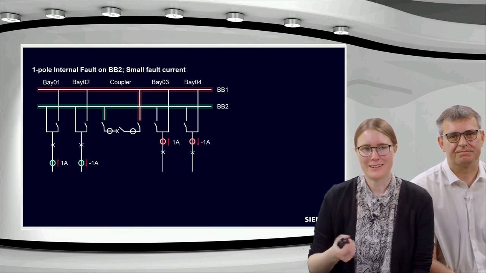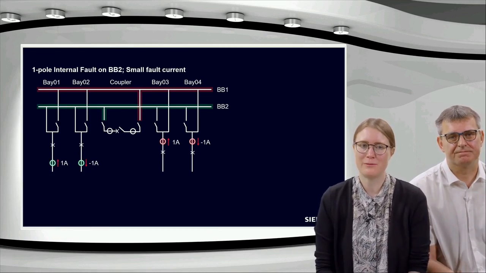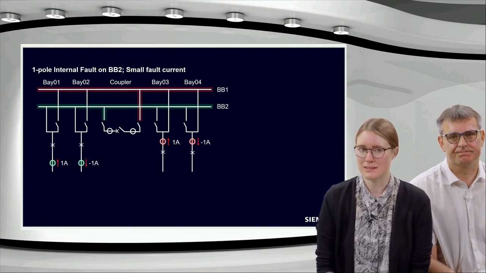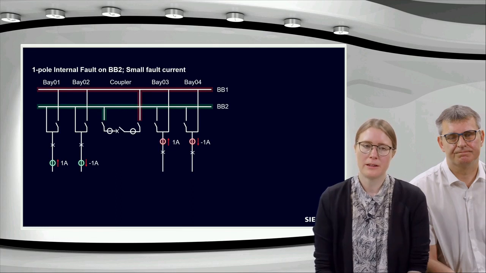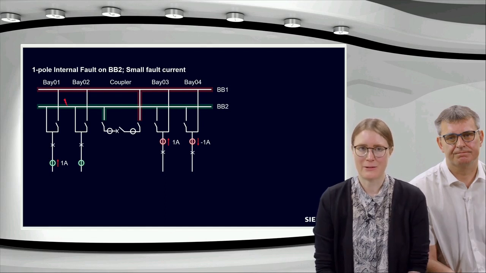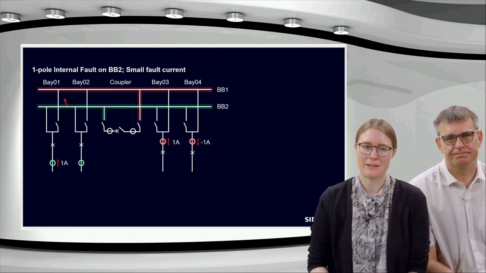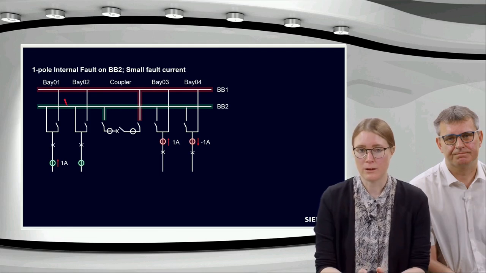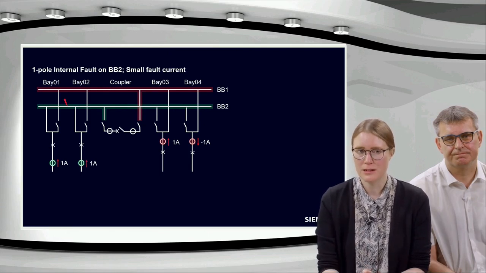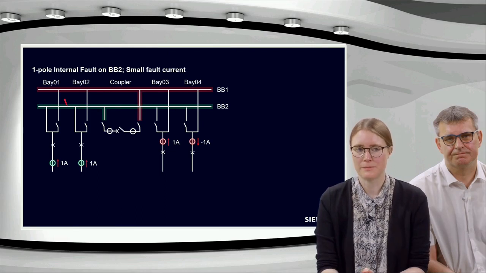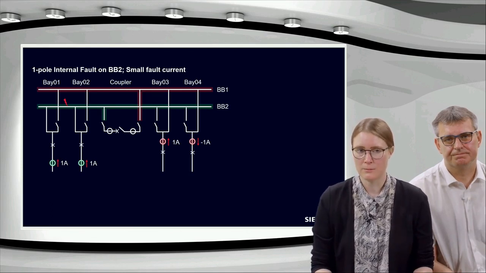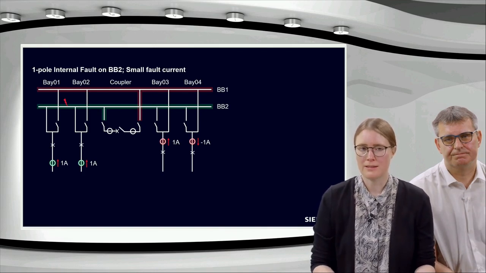Exactly. So we are now looking at a one-pole internal fault on busbar 2 with a small fault current. The pre-fault conditions are exactly the same. We have these stable conditions, coupler open. And now what happens is a fault on busbar 2, same position. But in this case, I only want to simulate a small fault current. That means I don't increase the values, and I only want to simulate a one-pole fault. So I just change the direction, as you can see here in bay 2, of the phase A current. Now there is a current flowing towards the fault in bay 1 and bay 2, but only with an amplitude of 1 amp and only for phase A.